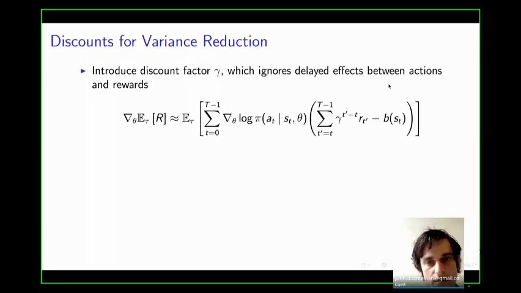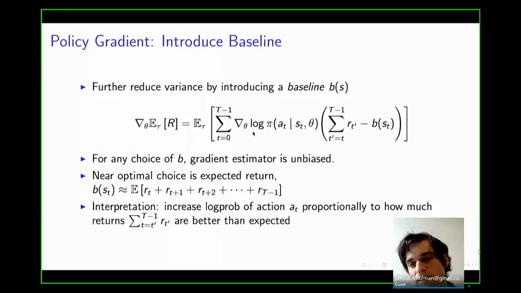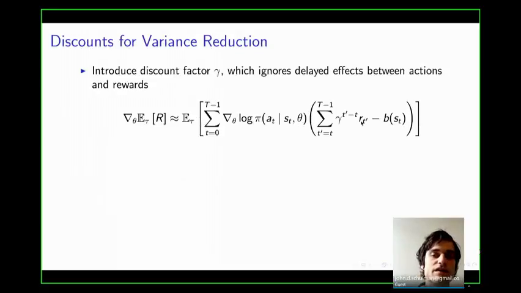So the way we're going to introduce the discount factor here is we're going to modify our previous formula for the policy gradient by introducing the discount factor. Recall that our previous formula was the sum of rewards minus baseline. Here we're just going to modify it to be the sum of rewards multiplied by this discount factor, minus baseline.